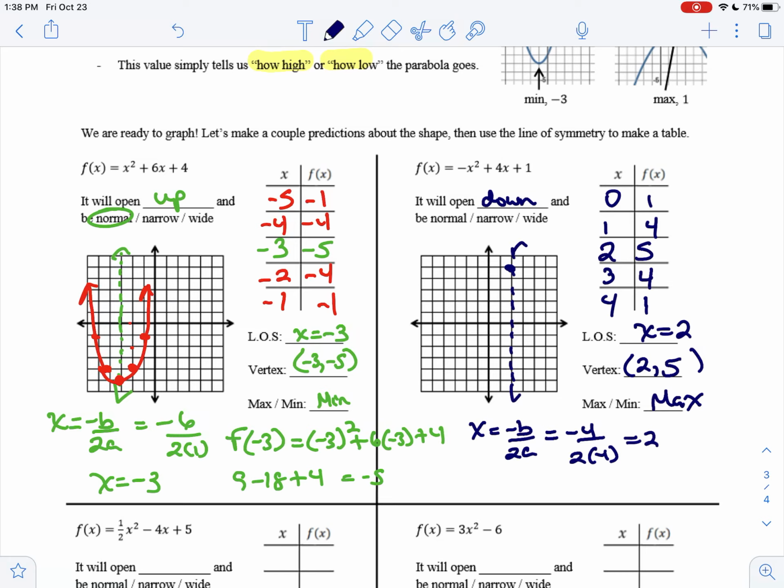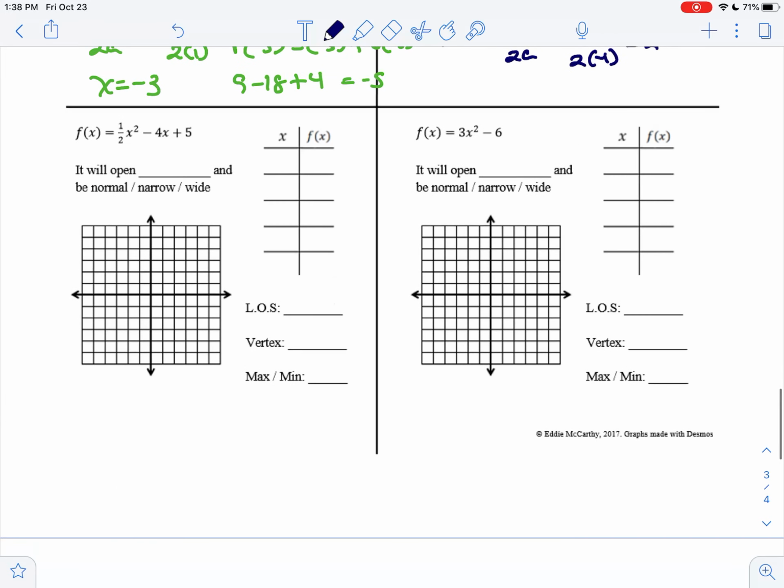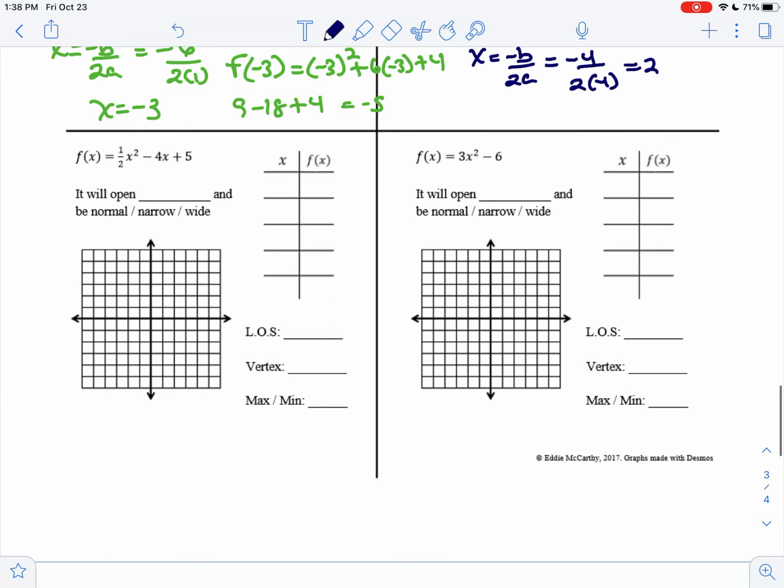So now we can make our graph. Remember, that's your line of symmetry. Okay, plot your other points. So we plotted 3, 4, and we plotted 1, 4, 0, 1, and 4, 1. Now you can see this graph is upside down. Okay, but again, it's going to have the normal width because the a value is -1. So the absolute value is just 1. All right, let's do one with one different width just to practice that one. So let's do the third one.